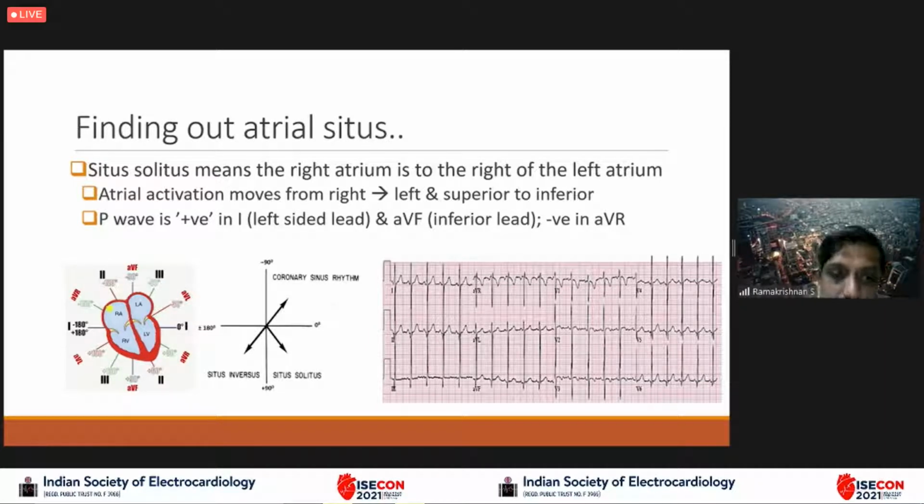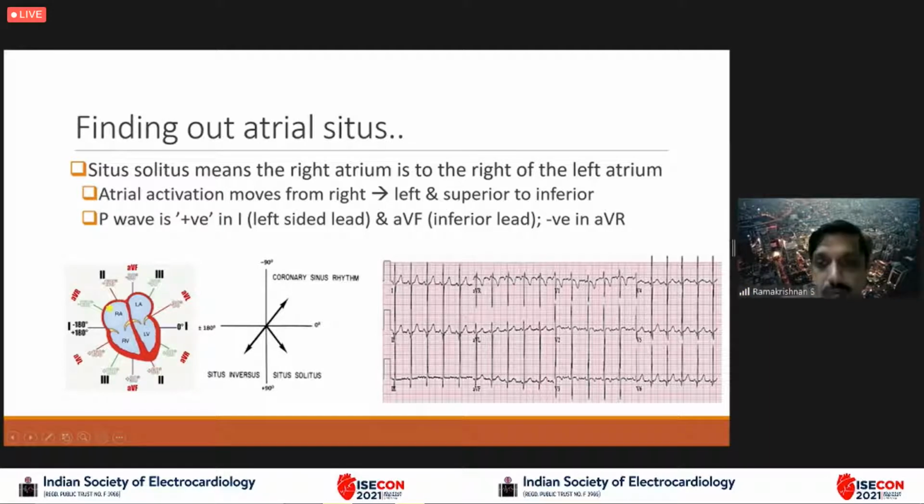So if you look at the graphic here, you can see the P wave is positive in lead 1 and AVF, and it is negative in AVR. It's very simple. It is going down, and it is going right to left. So it will be positive in lead 1, positive in AVF, and negative in AVR.